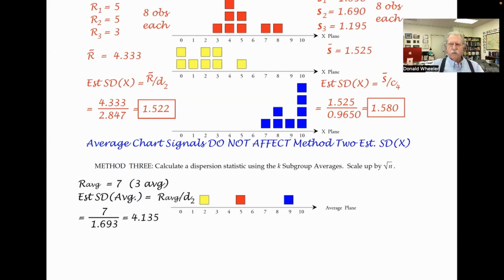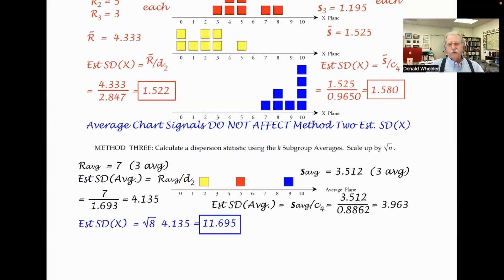To go from the x-bar plane back up to the x-plane, we multiply by the square root of 8 because each one of the averages here represents 8 original data. So our estimated standard deviation for x is the square root of 8 times 4.135, which is 11.695. 7 times the value found on page 29.